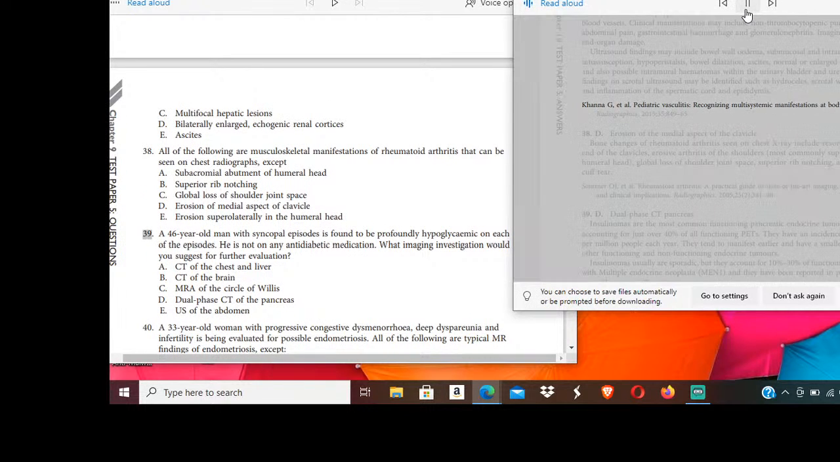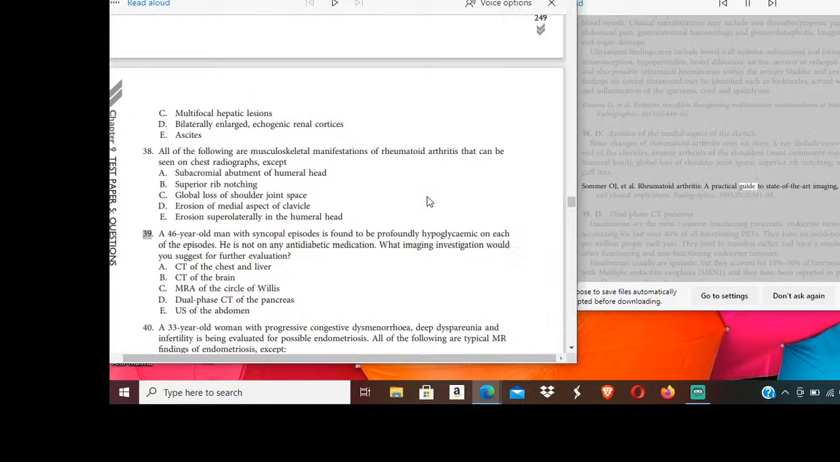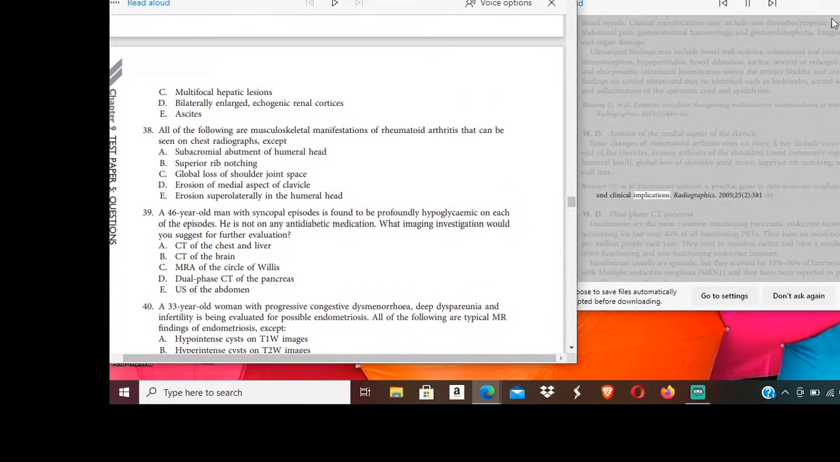Radiographics 2015, 35:849-65. 38. D. Erosion of the medial aspect of the clavicle bone. Changes of rheumatoid arthritis seen on chest X-ray include resorption of the lateral end of the clavicles, erosive arthritis of the shoulders, most commonly supralateral aspect of humeral head, global loss of shoulder joint space, superior rib notching, atrophy and rotator cuff tear. Sommer OJ, et al. Rheumatoid arthritis: a practical guide to state-of-the-art imaging, image interpretation, and clinical implications.